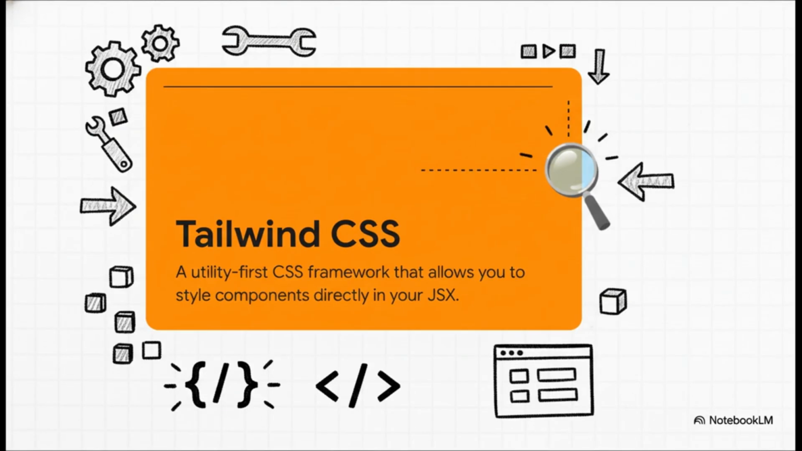Next piece of gear, Tailwind CSS. This is what's called a utility-first framework. All that really means is you get to style your components with these pre-made classes right inside your code. The best part? You're not jumping back and forth between your JavaScript and a separate CSS file anymore. It keeps you in the flow, letting you build and tweak designs way faster.